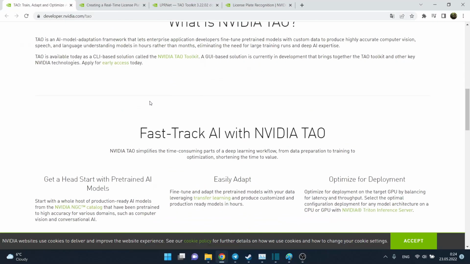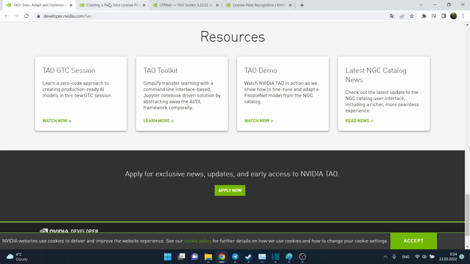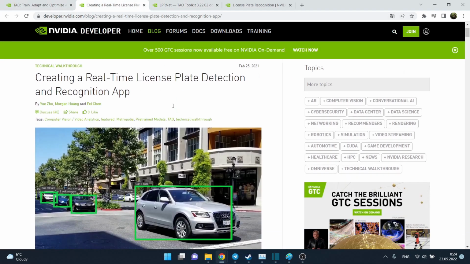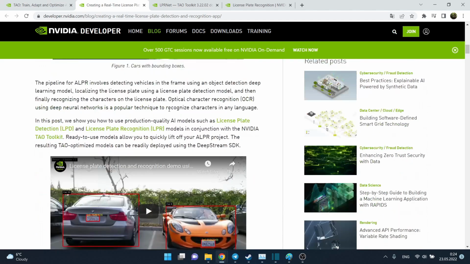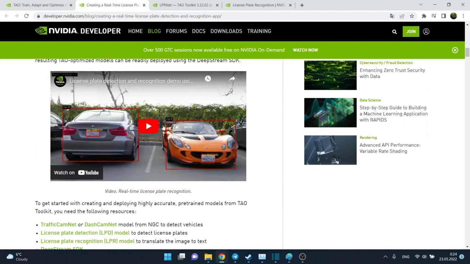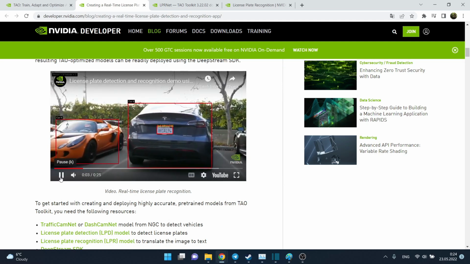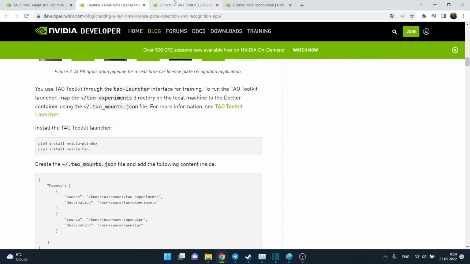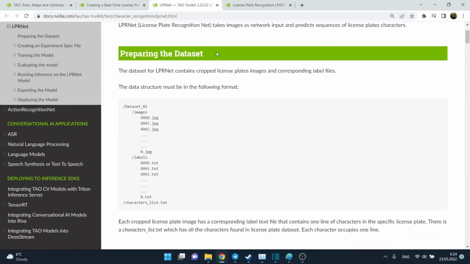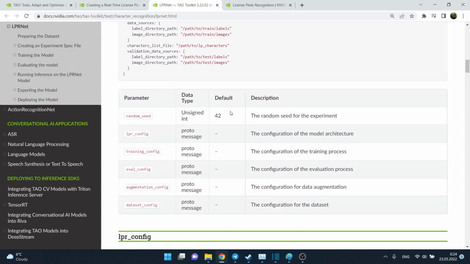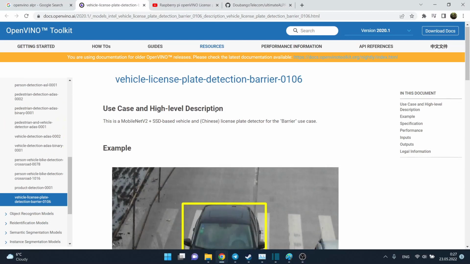The first working solution is Nvidia TAO. The minuses are that it works only with American or Chinese numbers, and you need a Jetson or Nvidia GPU to work with it. Also, I need to mention that the quality is not excellent, but it works out of the box if you work with American numbers. The second working solution is OpenVino.